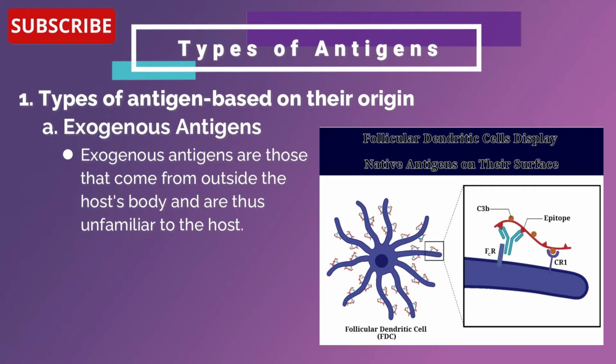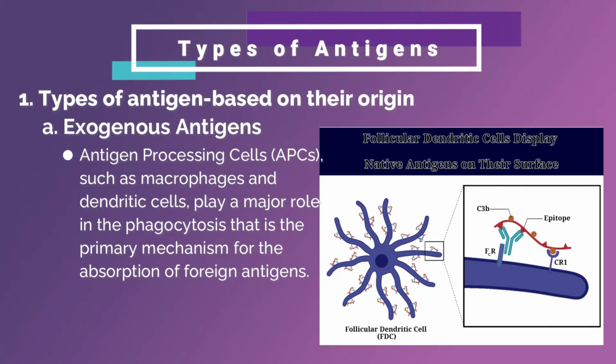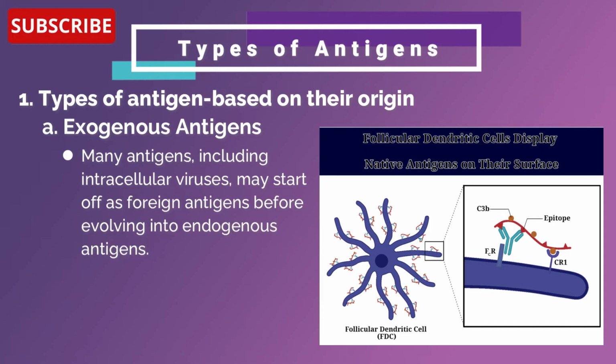Exogenous antigens are those that come from outside the host body and are thus unfamiliar to the host. These antigens may be ingested, injected, or inhaled into the body. They then travel throughout the body with the help of bodily fluids. Antigen processing cells such as macrophages and dendritic cells play a major role in phagocytosis, which is the primary mechanism for the absorption of foreign antigens. Many antigens, including intracellular viruses, may start off as a foreign antigen before evolving into endogenous antigens.